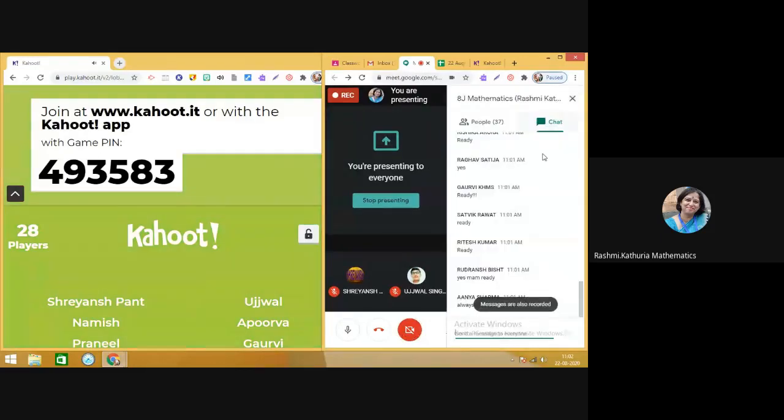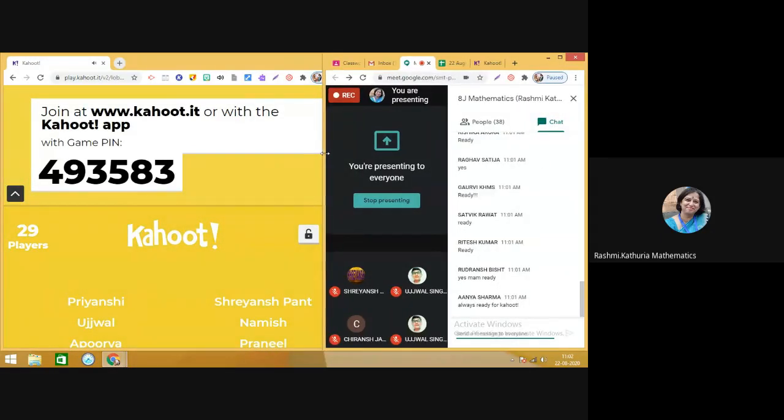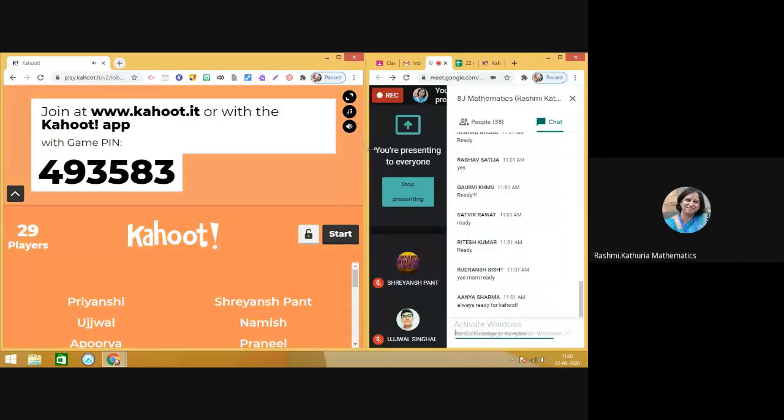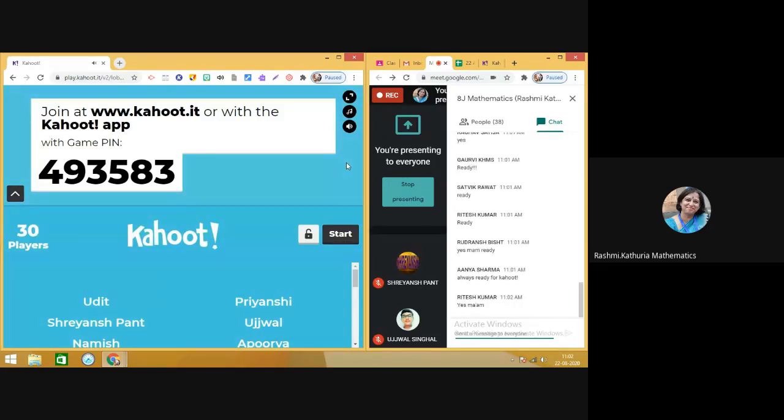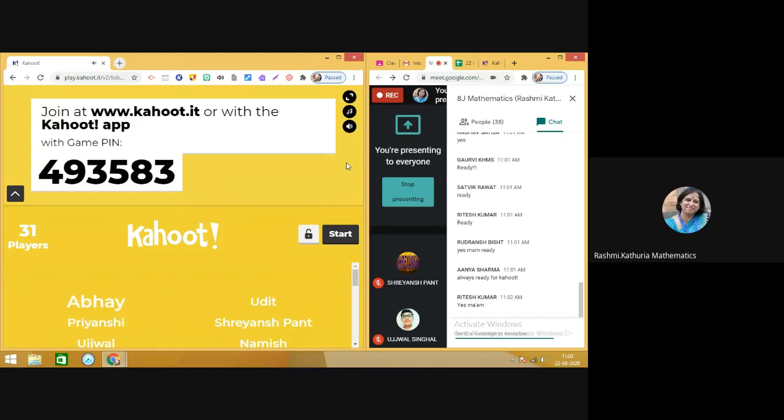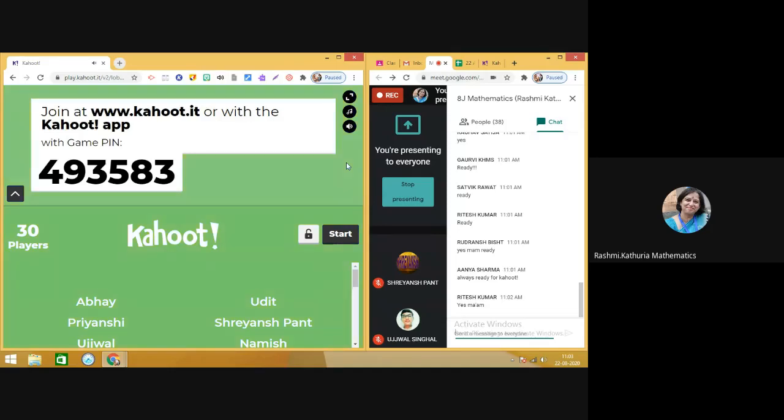Children, I'm going to start the quiz for today. We have just finished the chapter Linear Equations in One Variable. I hope you all have revised your math concepts, like what is a linear equation in one variable, how do you visualize it, how do you find the solution, and if some word problem is given to you, how you apply the knowledge of linear equations in one variable for solving it. So let us have a quiz on the chapter Linear Equations in One Variable. All the best to each one of you.